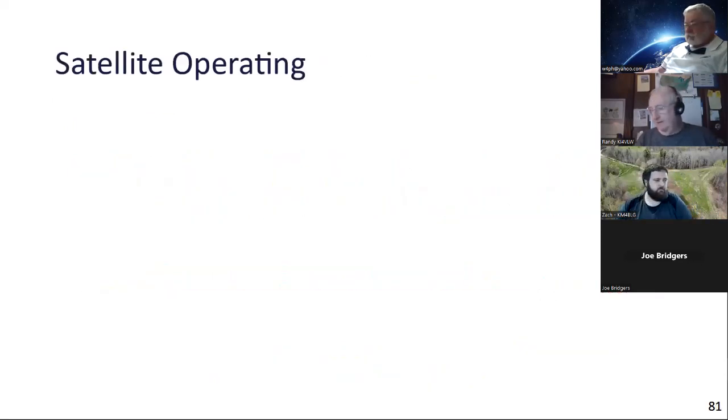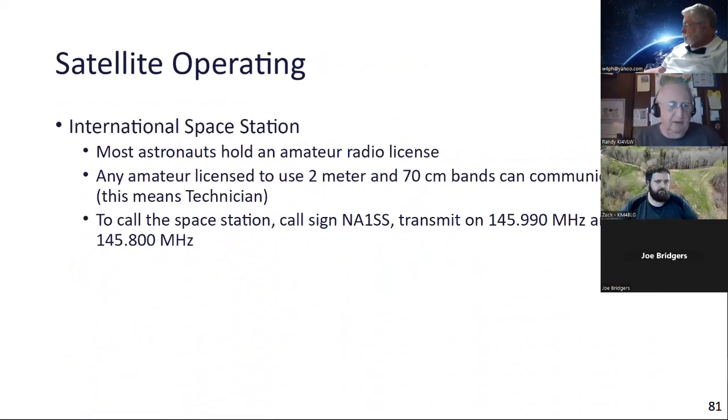Okay, satellite operations. The International Space Station. Most astronauts hold an amateur radio license, including the Russians or the Israeli, whoever goes up. Most of them do have their ham license. Any amateur license to use the 2 meter and 70 centimeter 440 bands can communicate with a space station. And of course, this means people with a technician license.